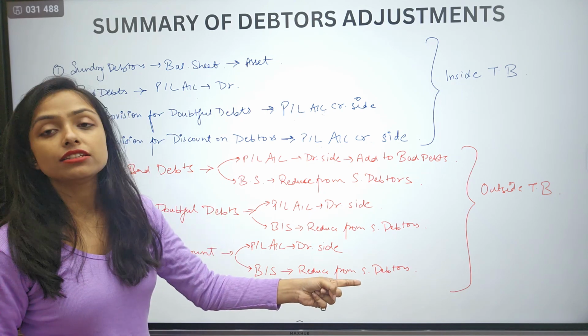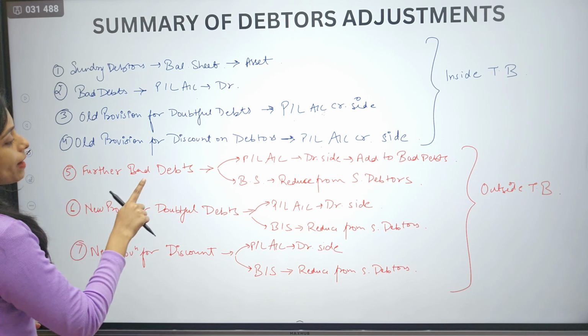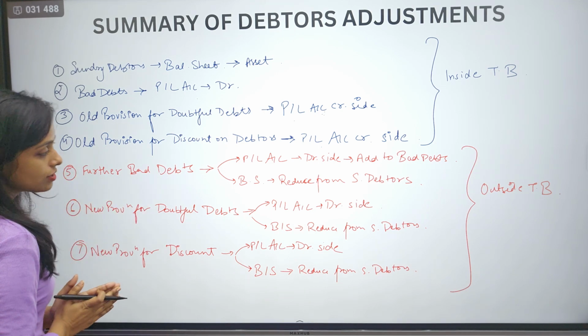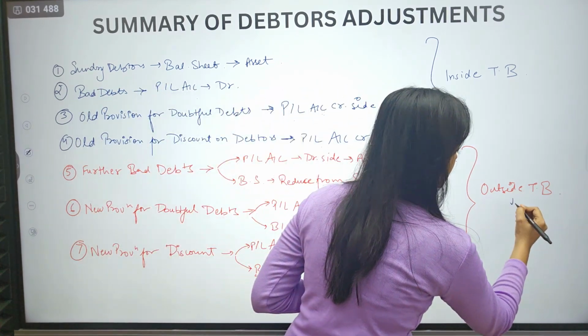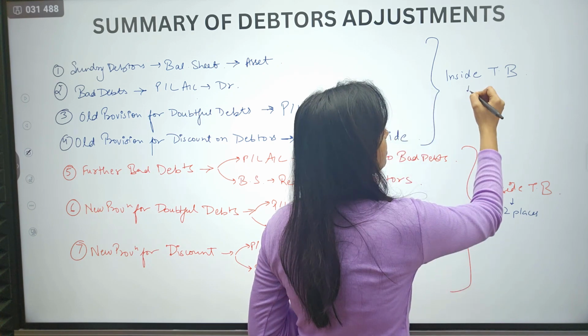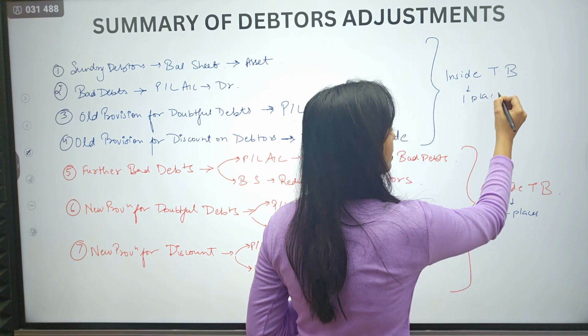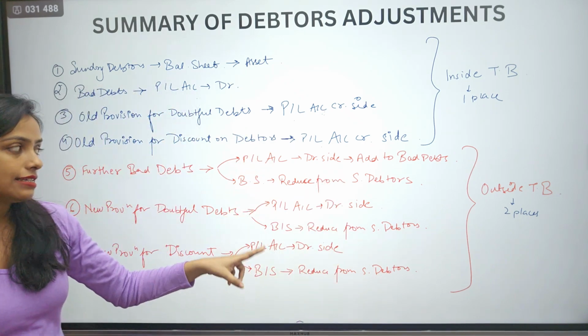Now we are going to deal with the things that are given outside the trial balance. First, find further bad debts. If it is given outside the trial balance, obviously we are going to adjust it at two places. At least two places you have to adjust this, and here we are going to do this at two places.